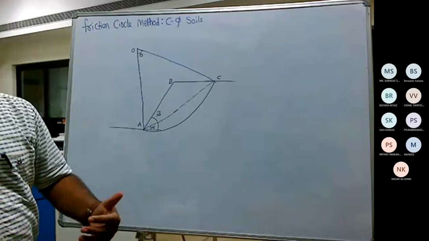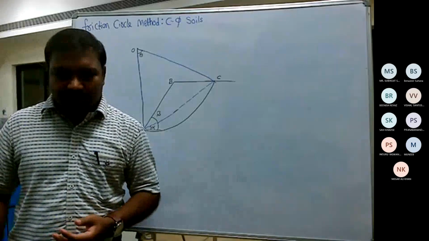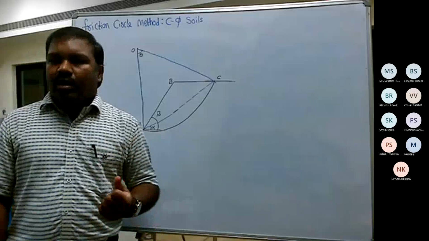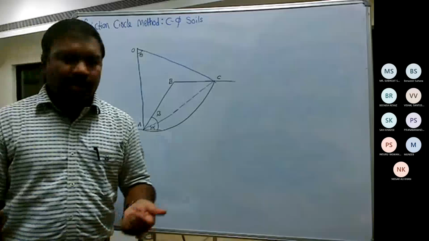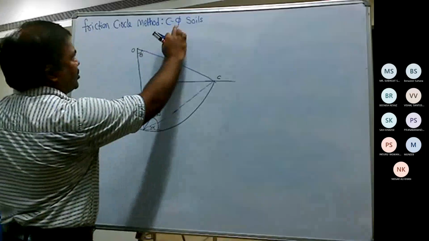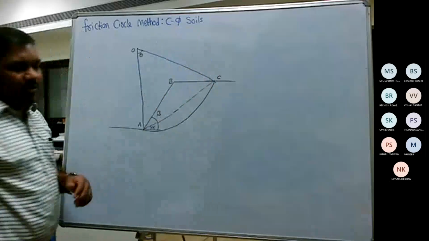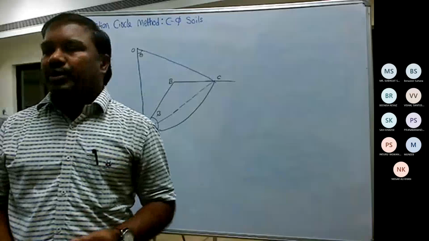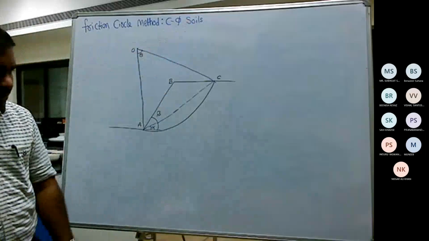I don't know whether you are already accustomed to the friction circle method during your undergraduate program or not. If you have already heard these lectures, you are most welcome to hear one more time. Here there are two things. First of all, this is one of the simplistic methods again. This method is valid for both cohesive soils as well as frictional soils. Therefore, it is valid for both C and phi soils.